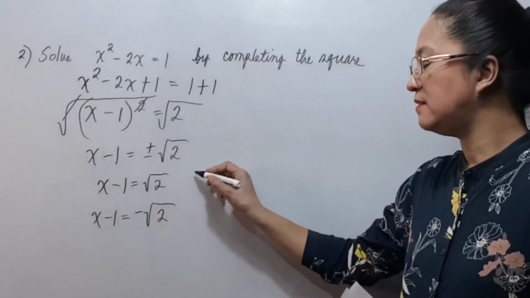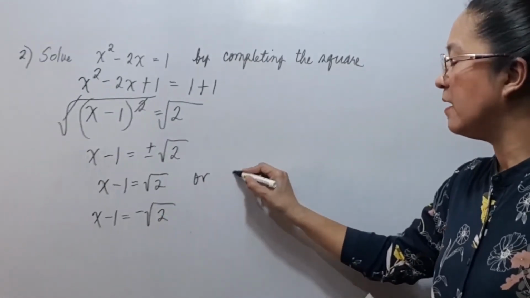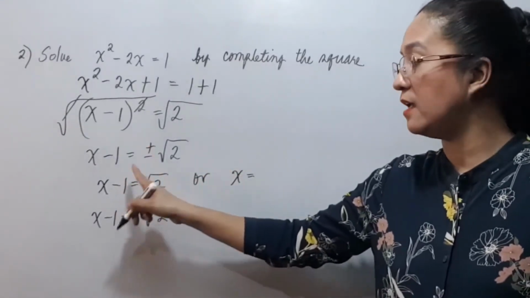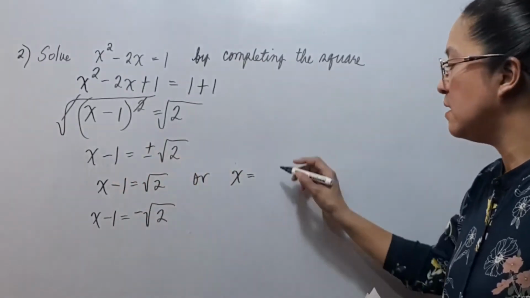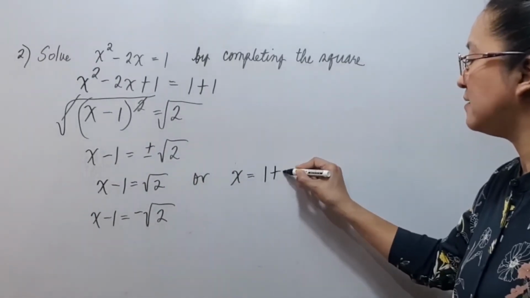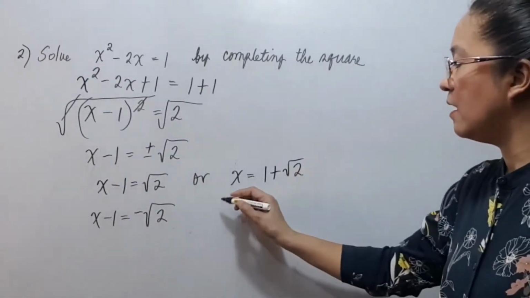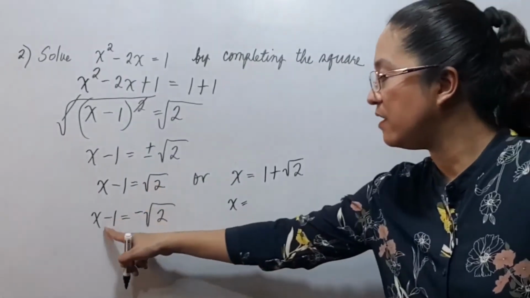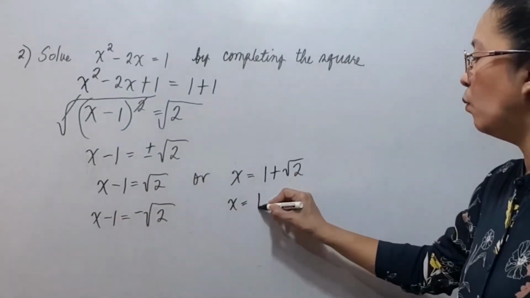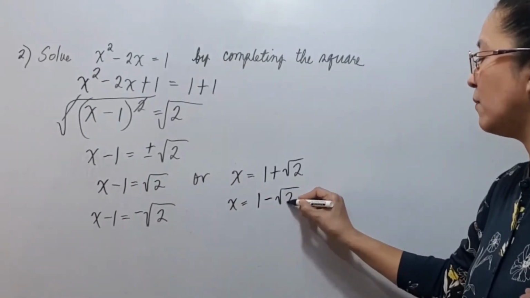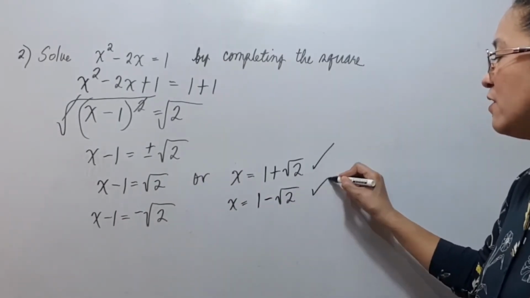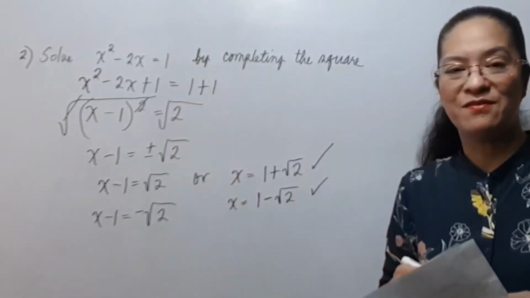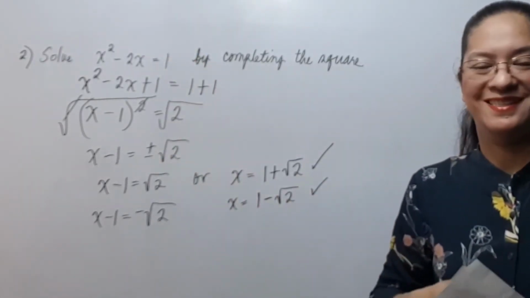Or, kapag isinolve for x to, x is equal to, okay, transposing or adding 1 to both sides. So we have 1 plus square root of 2. Okay, here, x is equal to, adding 1 to both sides, 1 minus square root of 2. So these are the solutions or the roots of the given quadratic equation.